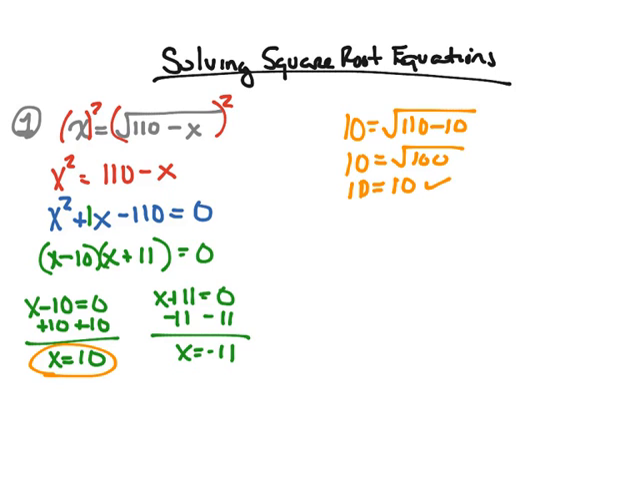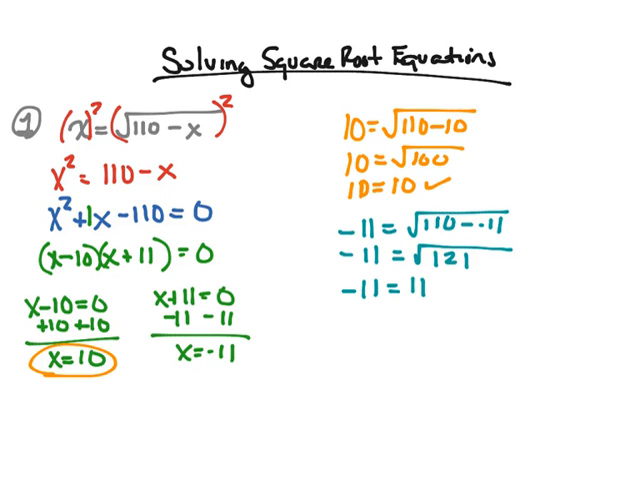Alright, so let's check that negative 11. We're going to do the same thing. We're going to plug it in. Alright, so let's see here. We've got a 110 minus a negative 11, which gives us a positive 121. And if I take the square root of 121, I get 11. And since negative 11 is not equal to 11, negative 11 is one of those extraneous solutions. So the only solution to this equation is 10.